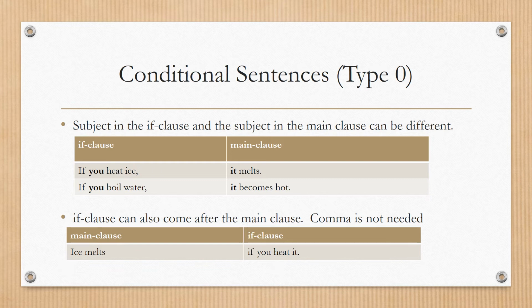In a conditional sentence, the subject in the if clause and the subject in the main clause can be different. Look at the first example. If you heat ice, it melts. In the if clause, the subject is you, and in the main clause, the subject is it, the ice. In the second example, if you boil water, it becomes hot. In the if clause, you is the subject, and in the main clause, the subject is it, the water.